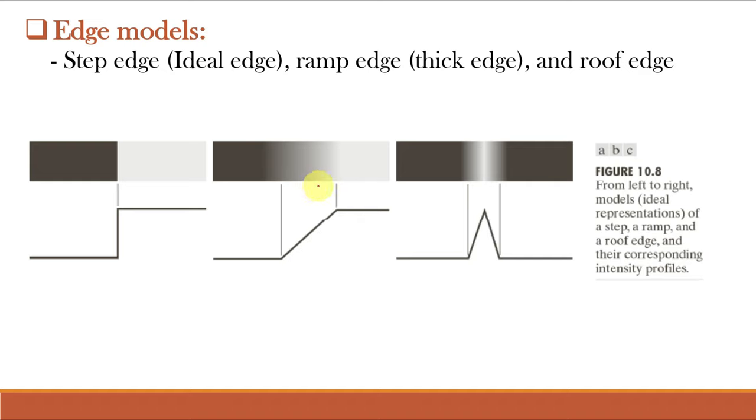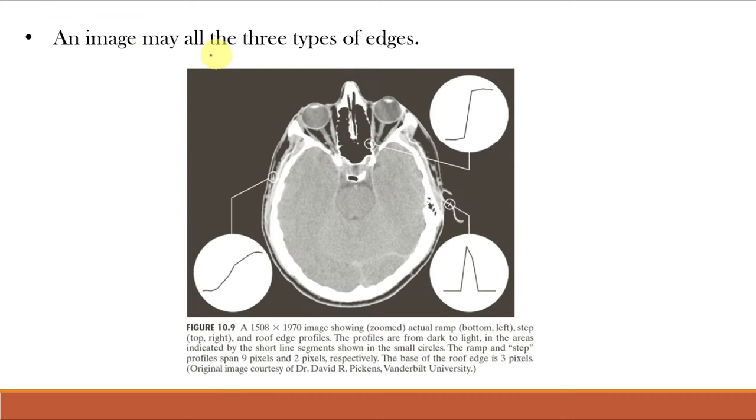So in such situations, the edges are more closely modeled as having an intensity ramp profile, as shown here. The third model of an edge is the so-called roof edge model, like this. These roof edges are models of a line through a region, with the base or width of a roof edge being determined by the thickness and sharpness of the line. These roof edges arise, for example, in range imaging, when thin objects such as pipes are closer to the sensor than their equidistant background such as walls. So the pipes will appear brighter and thus create an image as shown here. But remember, an image may have all three types of edges, such as step edge, ramp edge as well as roof edge, as shown in this medical image.